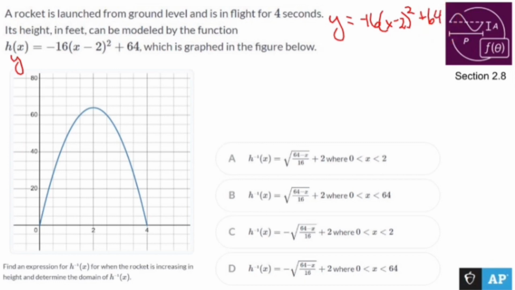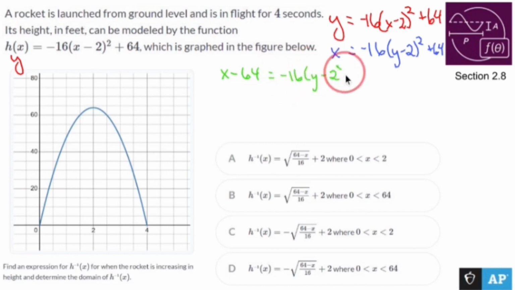Second thing you're going to do is swap your x and your y values. So y is now x and x is now y: x equals negative 16 (y minus 2) squared plus 64. You're going to find your new y value. So I'm going to subtract 64 from both sides. Now x minus 64 on the left, I'm being a little lazy here, equals negative 16 times (y minus 2) squared.